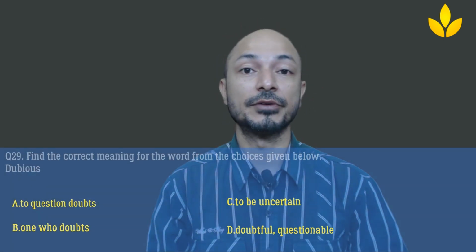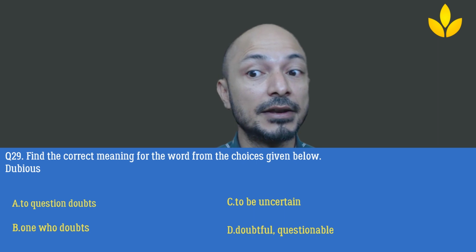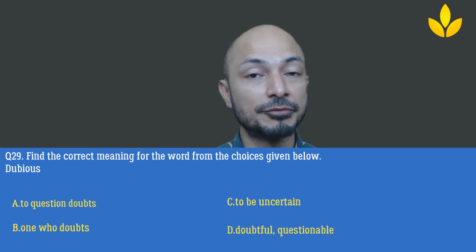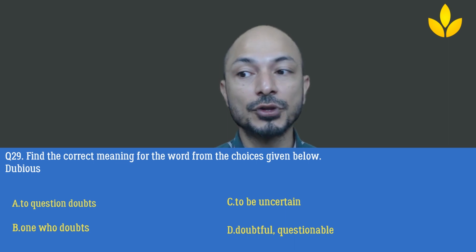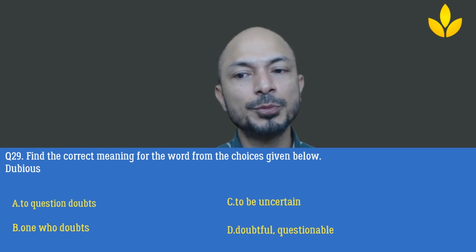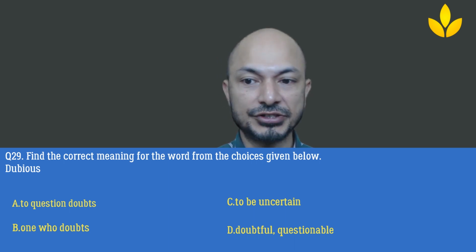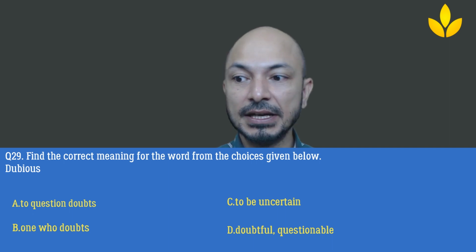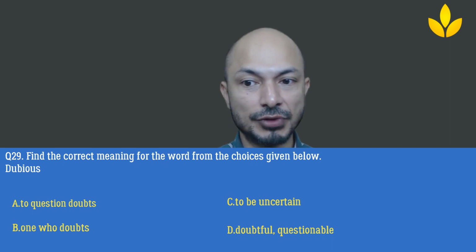We are here with the solution for question number 29 in the verbal section of the Wipro pattern papers, and it's about vocabulary. The question asks, find the correct meaning for the word from the choices given below. The word is dubious. So what does dubious mean? Does it mean A, to question doubts, B, one who doubts, C, to be uncertain, D says doubtful, questionable.